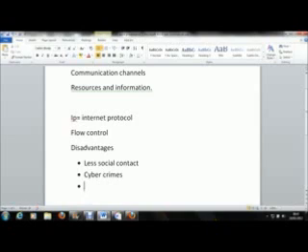Having said the advantages, I would also like to say some disadvantages of using the Internet. For example, the most common one.